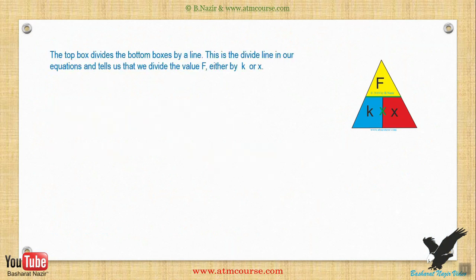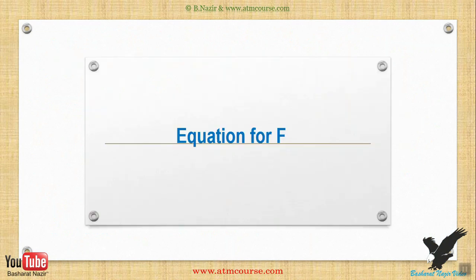The top box divides the bottom boxes by a line. This is the divide line in our equations and tells us that we divide the value F by either K or X. The two lower boxes contain the other two terms. These boxes we multiply together. We can put a multiply sign on the dividing line to aid memory. The secret of this triangle is the equation for F. Let us see how to read the equation when we wish to find the F term.